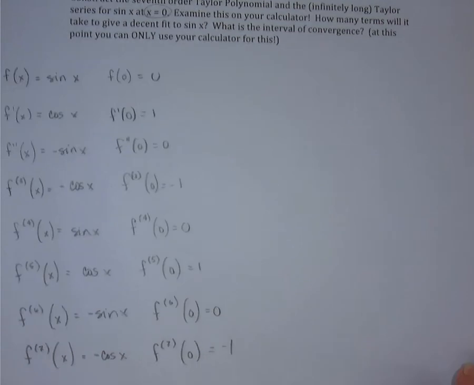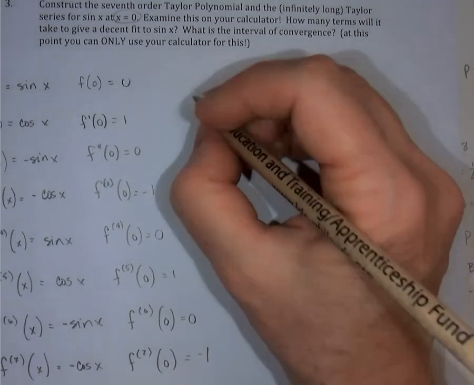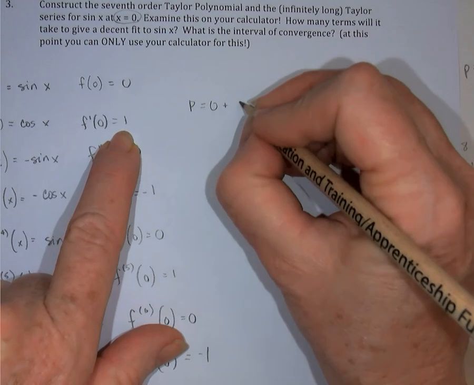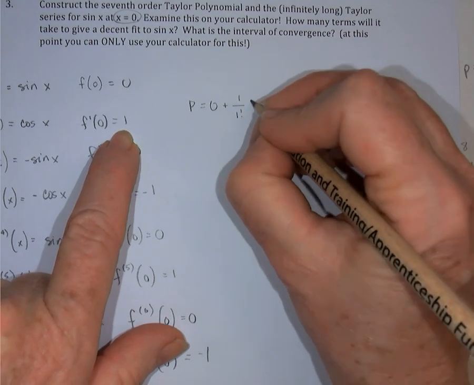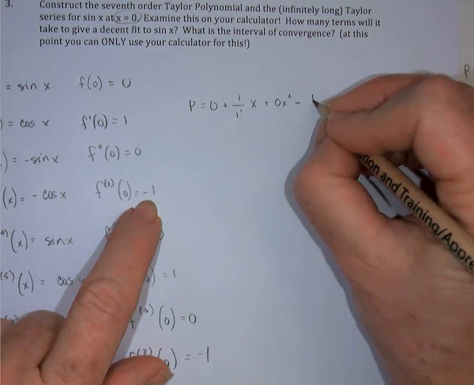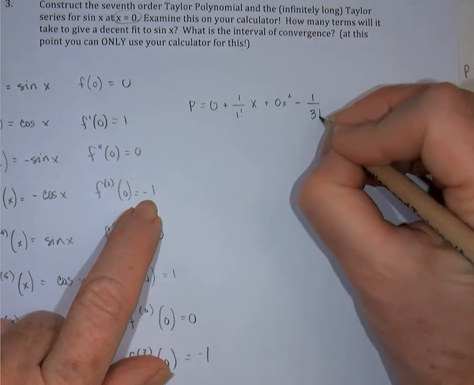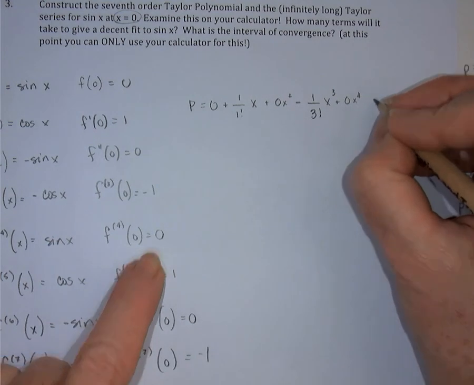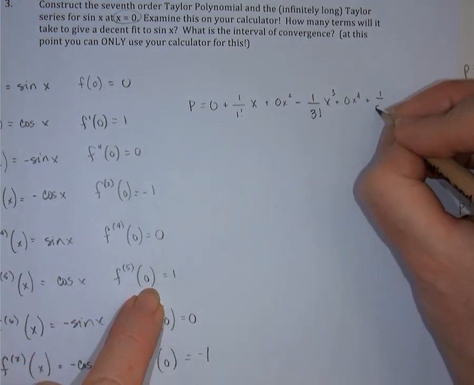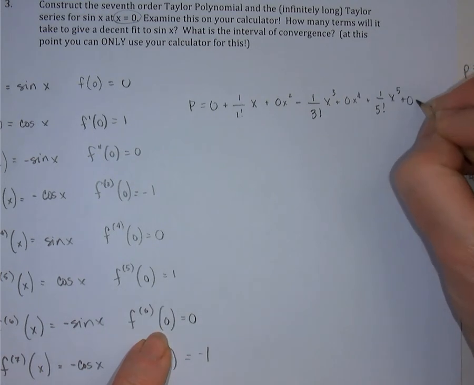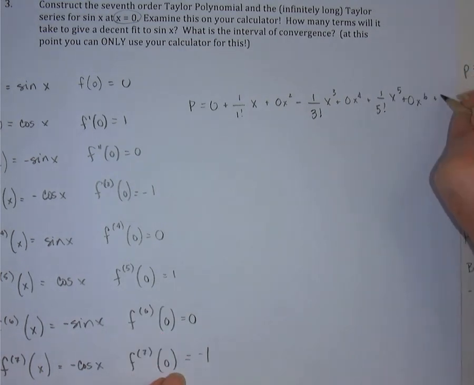So let's create this polynomial. Our 7th order polynomial is going to start with 0, but then we're going to have plus 1 over 1 factorial x to the first, 0x squared. We're going to have minus 1 over 3 factorial x to the third. We're going to have 0 x to the fourth. We're going to have 1 over 5 factorial x to the fifth, 0x to the sixth, and we're going to have negative 1 over 7 factorial x to the seventh.